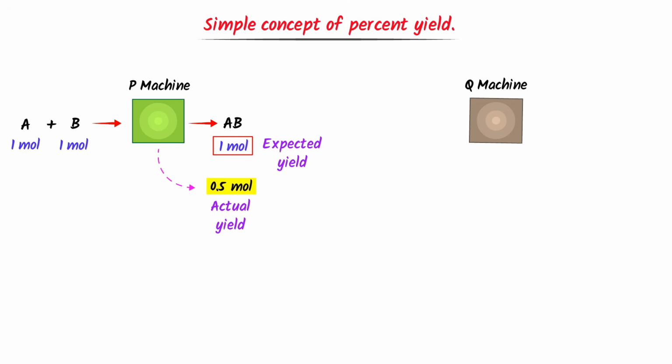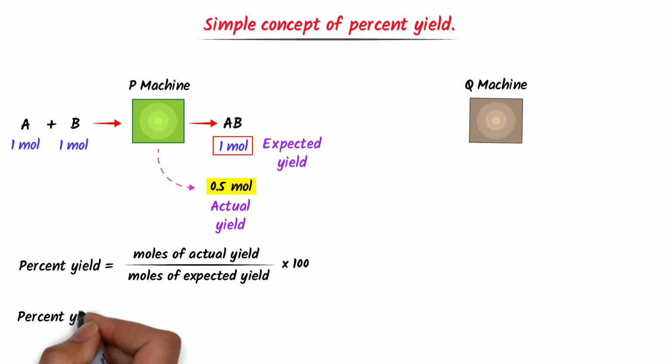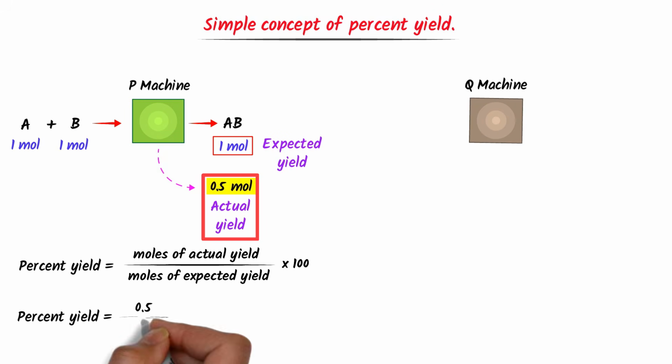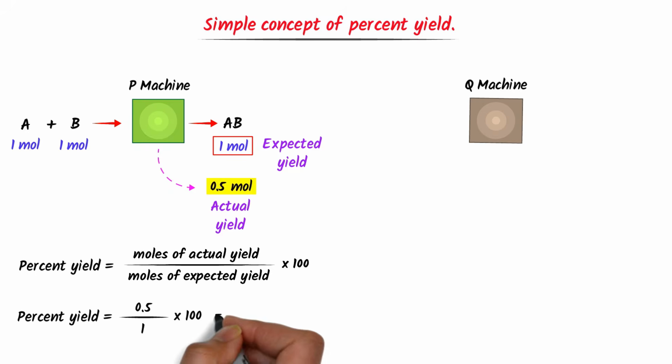Now I can easily calculate the percent yield. It is equal to number of moles of actual yield upon number of moles of expected or theoretical yield, times 100. Here the actual yield is 0.5 mole and the expected yield is 1 mole. After calculation, I get 50%. So the percent yield in this case is 50%.